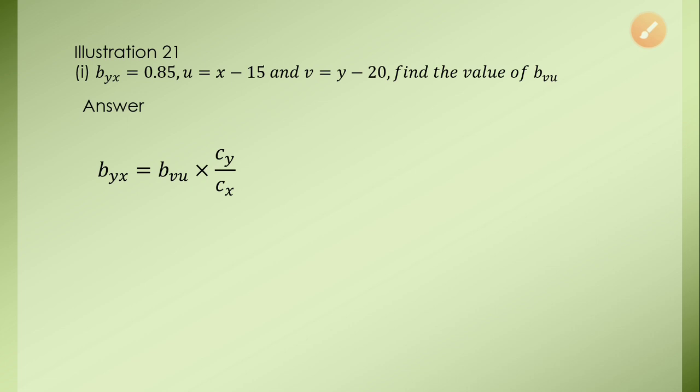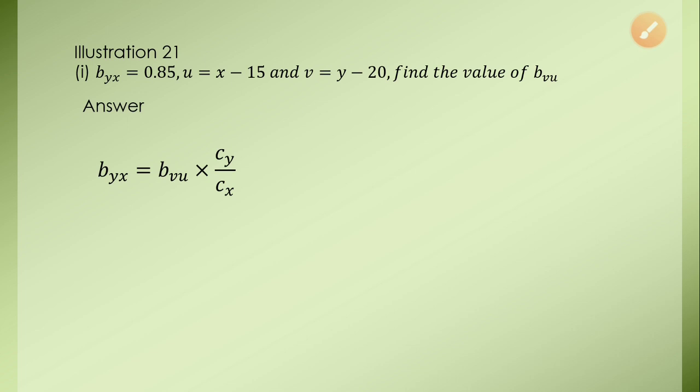Now from the question you have to find each and everything. Byx is given in the question as 0.85. BVU you have to find, so there is nothing related to that. What about Cy upon Cx? I told you that if you divide by any digit while forming U, then it is Cx, and if you divide by any digit while forming V, it is Cy.